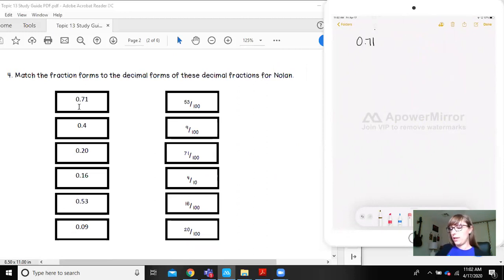0.71. So 71, remember guys, this is our hundredths. So we have 71 hundredths. Okay, so if we have 71 hundredths, another way to write that in fraction form is 71 hundredths. So we would match the 71 hundredths to the 71 hundredths. Now let's look at one that only has 1 digit next to the 0.